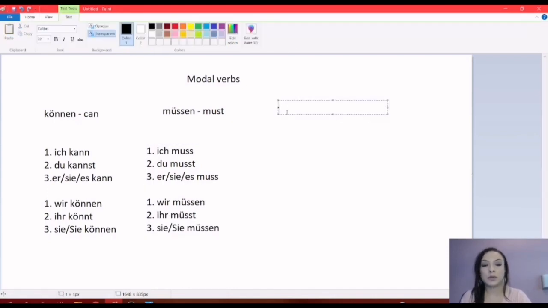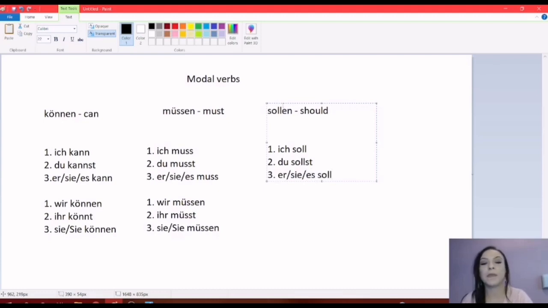Okay, next one is sollen, so should. Ich soll, du sollst, er, sie, es soll. This is a simple one, I would say. Basically just the stem. The first and third are the same, and plural would be wir sollen, ihr sollt and sie sollen.